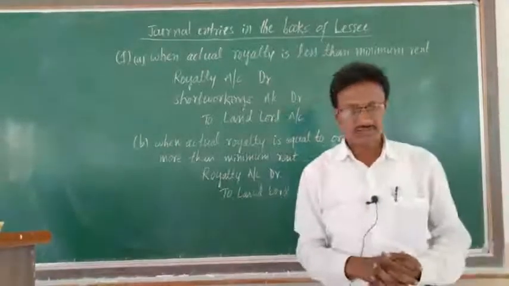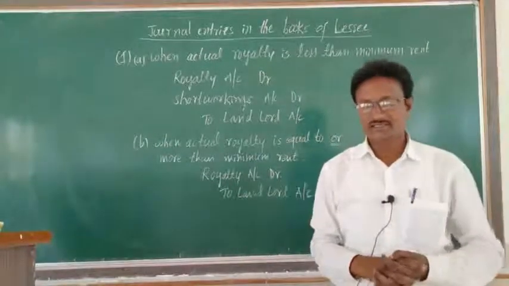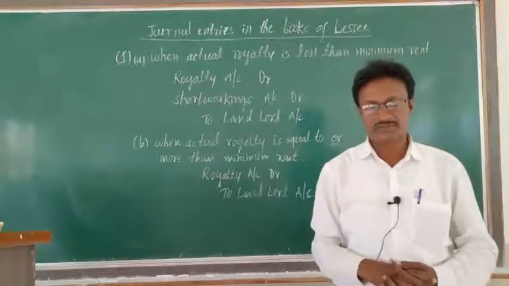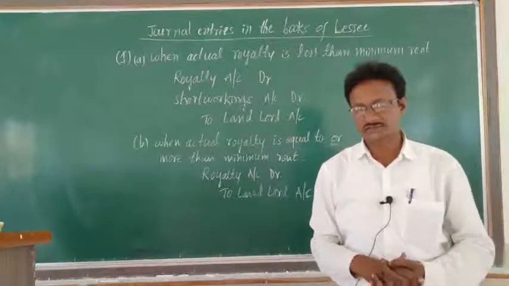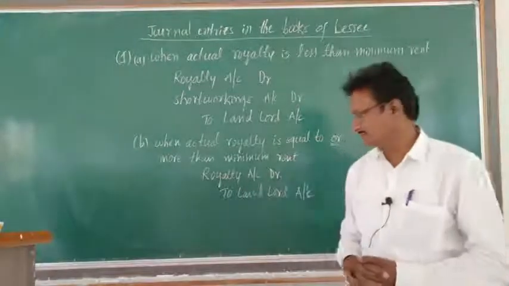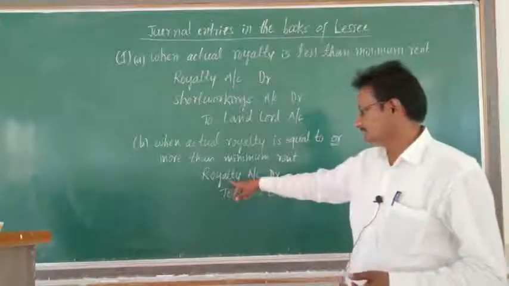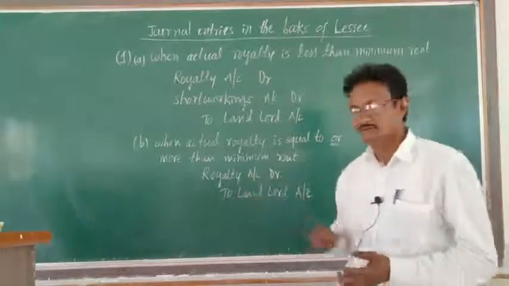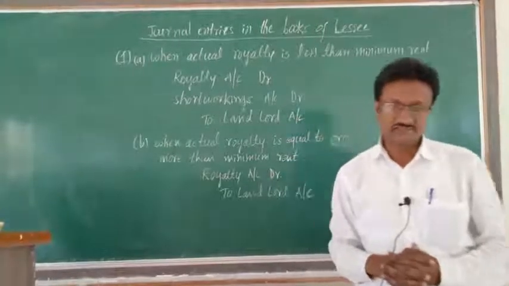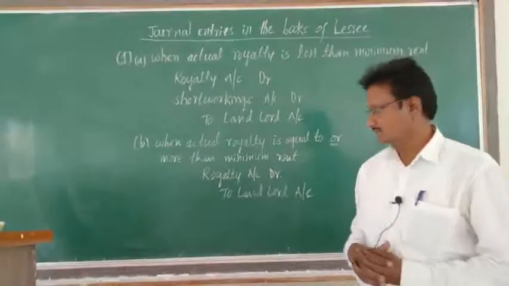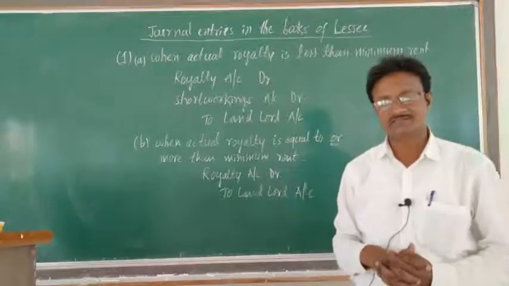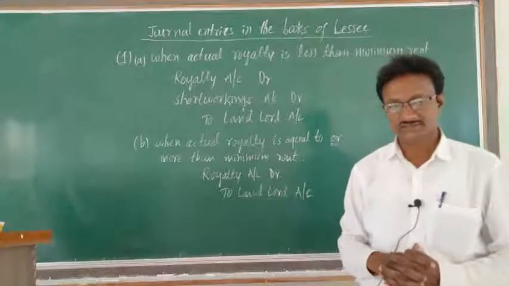And in the other case, the royalty may be equal to minimum rent or more than the minimum rent. When actual royalty is more than or equal to minimum rent, the journal entry will be royalty account debit to landlord account. Again, royalty is an expense, so it is debited, and the amount is payable to the landlord. The landlord is the creditor, he is the owner, so the landlord account is credited.